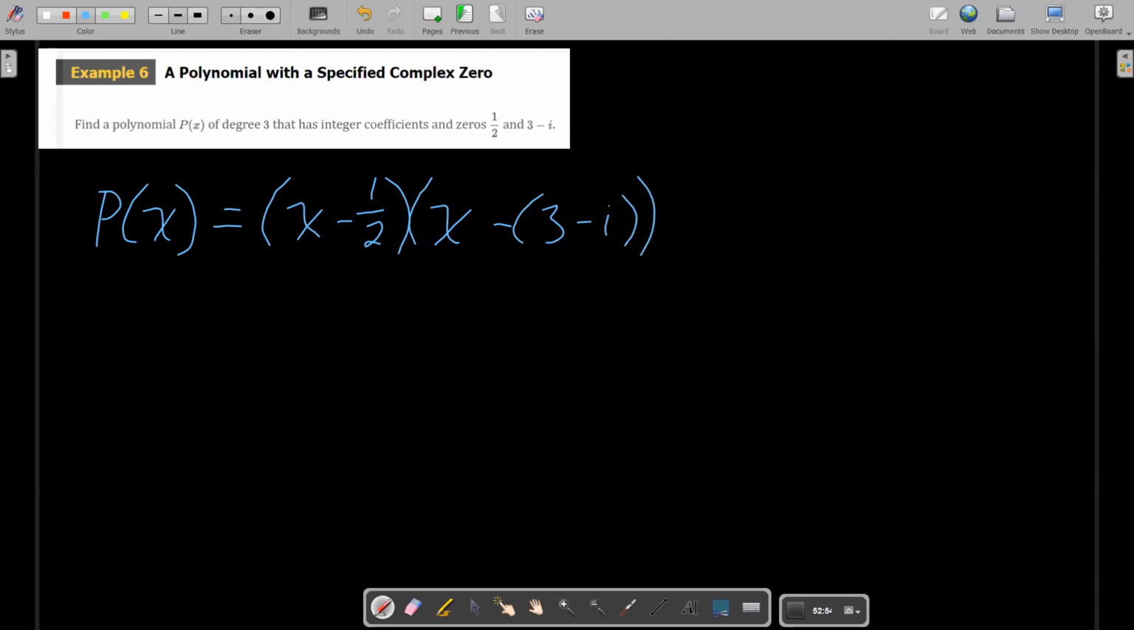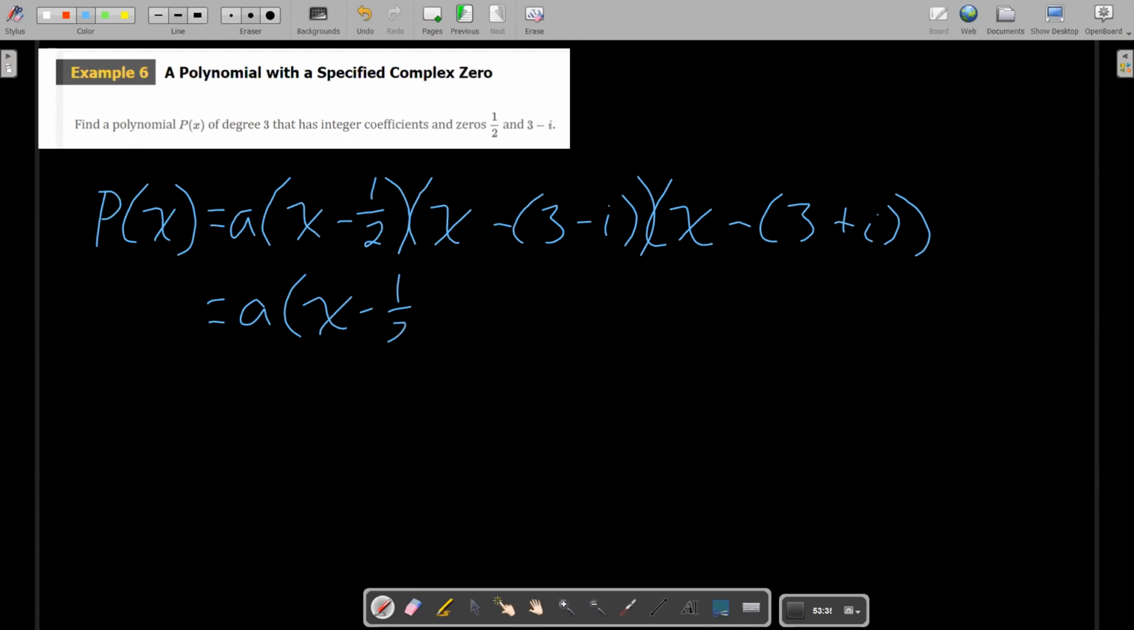Okay, had we not known our conjugate theorem, we would be pretty stuck, because we'd be thinking, okay, if this is a polynomial of degree 3, how do we get that third factor? Well, now we know that we take the conjugate of that, right? The conjugate of 3 minus i would be 3 plus i. So we'd say x minus (3 plus i). And then we would proceed. So let's do this. Okay, so we want integer coefficients. So we're going to go ahead and x minus 1/2.